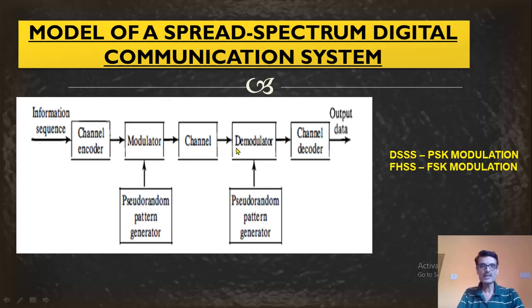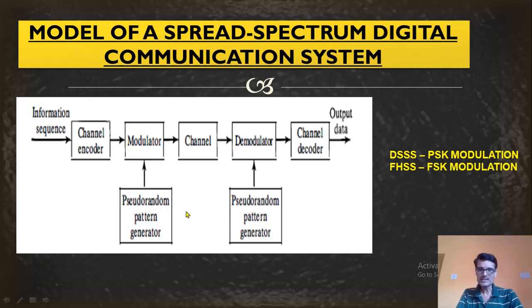Now, the spread spectrum digital communication system. What exactly are the additional things we have? One is the PN sequence pattern generator. This PN sequence generator can be an LFSR, linear feedback shift register, or any method wherein we generate pseudo-random digital data. This pseudo-random digital data will have a very large bandwidth, and when the information signal is multiplied with this pseudo-random sequence, the bandwidth will be expanded.